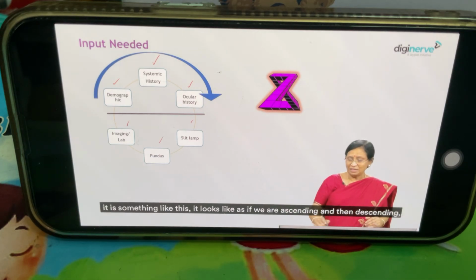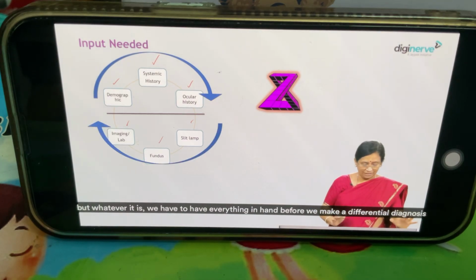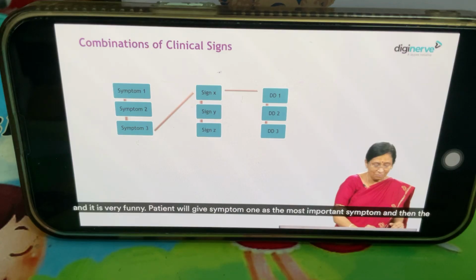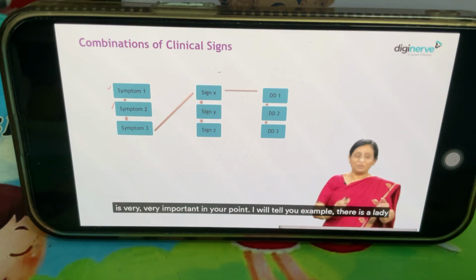It is something like this. It looks as if we are ascending and then descending, but whatever it is, we have to have everything in hand before we make a differential diagnosis. And it is very funny. The patient will give symptom 1 as the most important symptom, and then the second symptom, and the third symptom the patient may not even tell you. But that may be the symptom which is very important from your point of view.